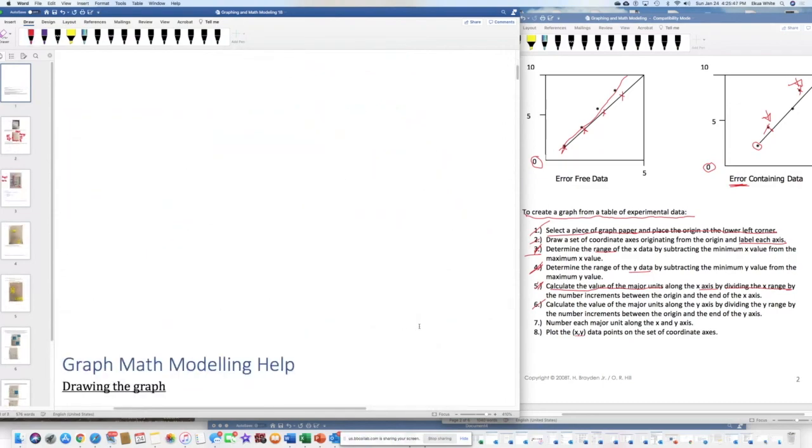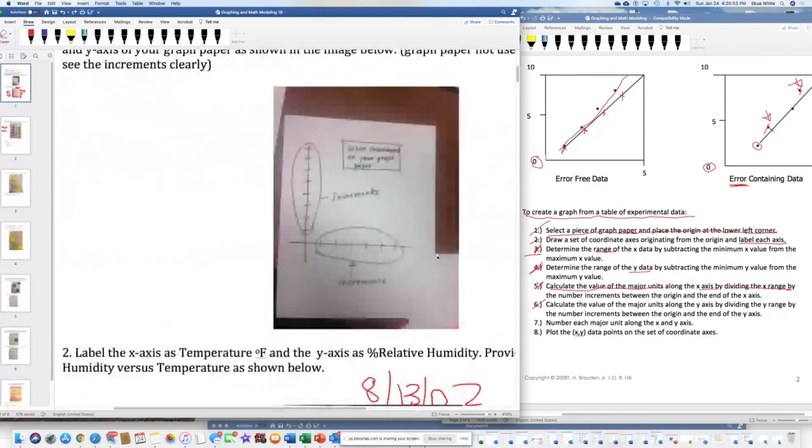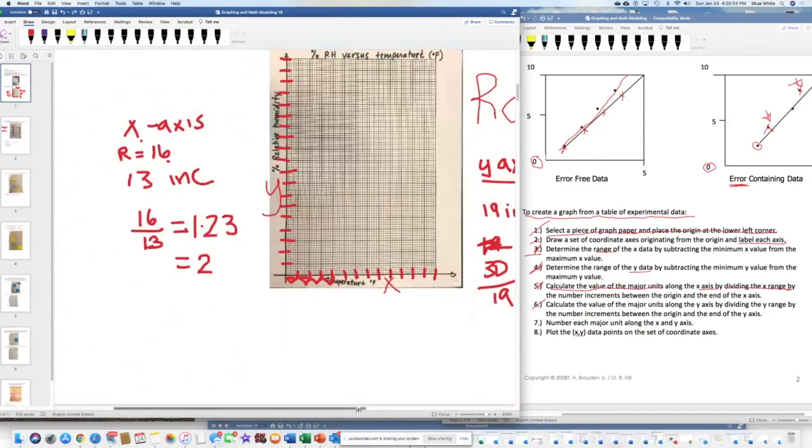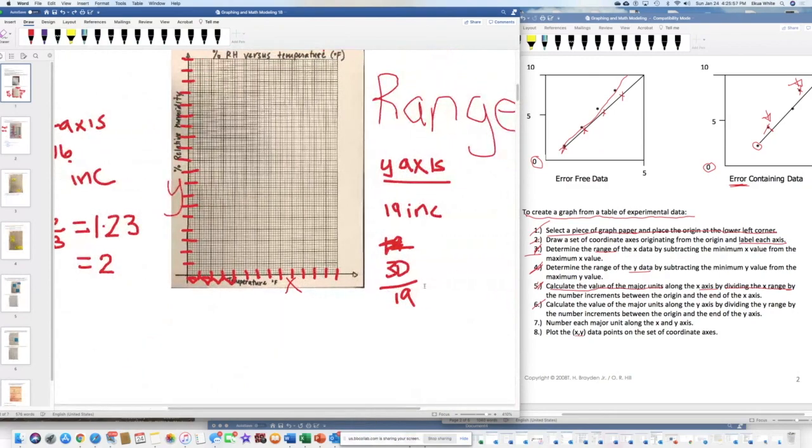What did I do? Oh, sorry. I'm leaning on my mouse. Let me go back and see. That will help. Okay, I'm here. Right. So over here, 30 divided by 19. Again, what do we get? 30 divided by 19 is 1.57.